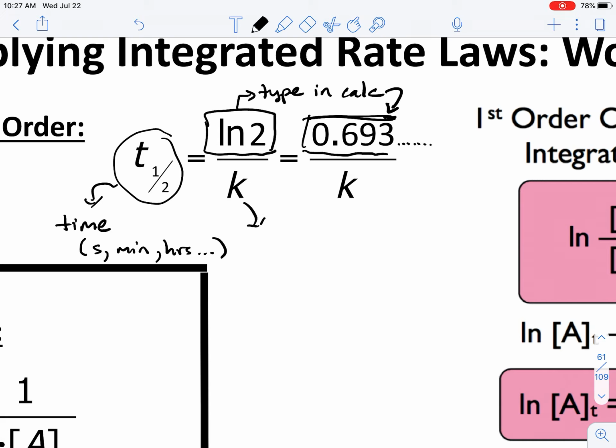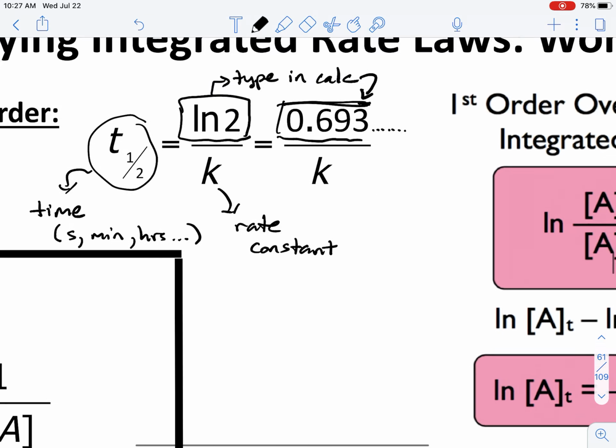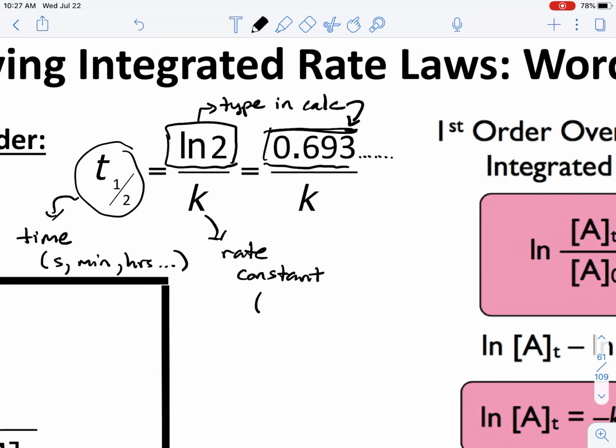And so last but not least, K is going to represent the rate constant. And so the units for the rate constant under first order reactions is going to be 1 over some time unit, whether it's going to be seconds, minutes, or hours. It just really depends.